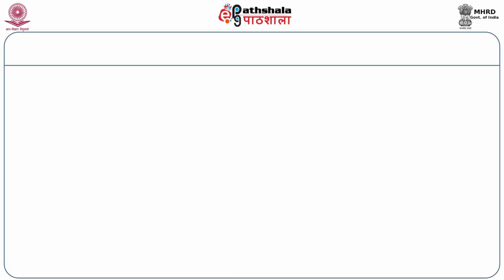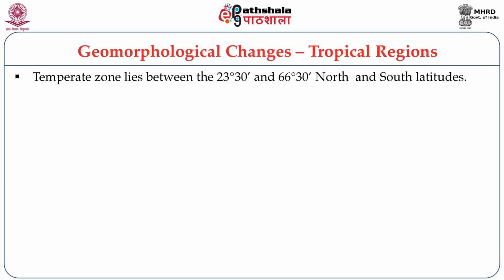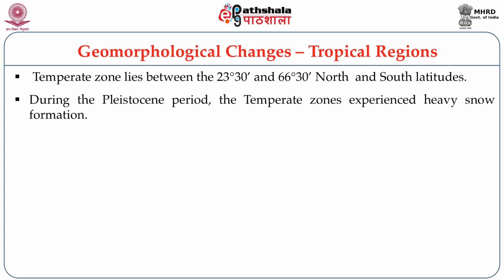The next climatic zone is the temperate zone, which lies between 23 degrees 30 minutes and 66 degrees 30 minutes north and south latitudes. During this Pleistocene period, the temperate zones experienced heavy snow formation. Because of the heavy snow formation, whatever water was evaporating from the seas and the land was getting locked up in the form of ice in the temperate zones.